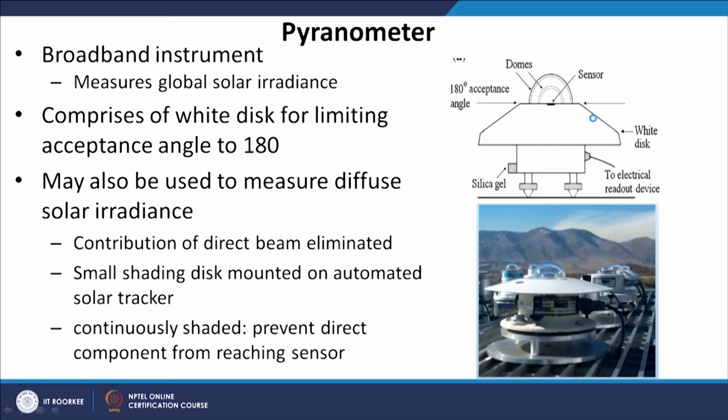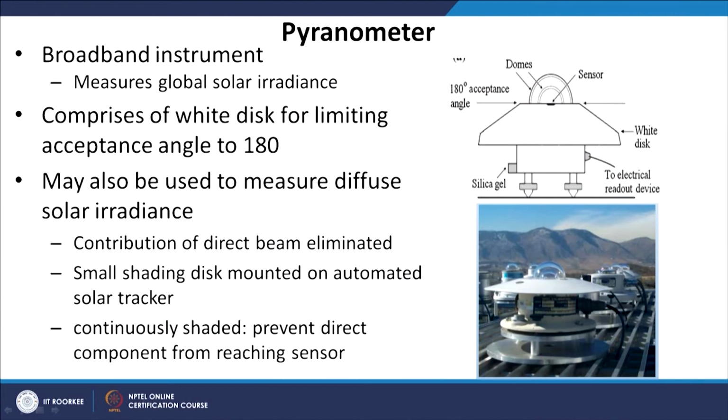Then we have the pyranometer. The pyranometer is a simple device, it is also a broadband device that gives you spectrally integrated diffuse as well as global horizontal irradiance. In this we have a disk, as shown here. So it accepts radiation in the entire solid angle of 2 pi. Now, some radiation from the ground may also come at grazing angles. So for that this white plate has been given.